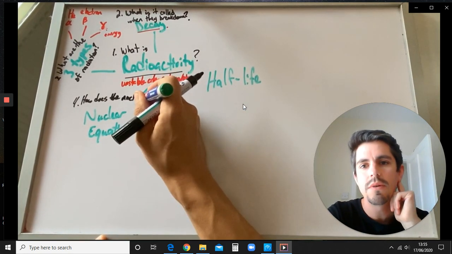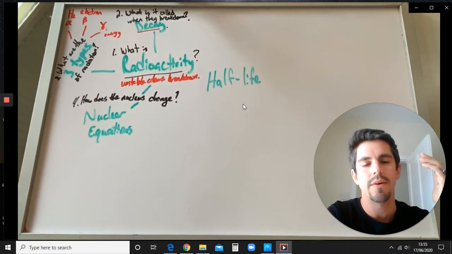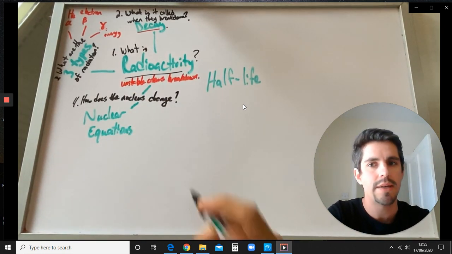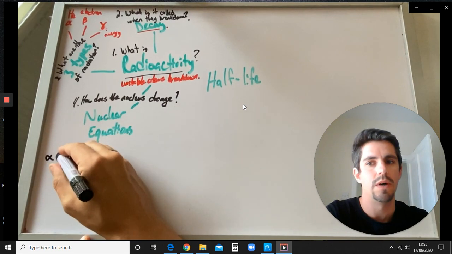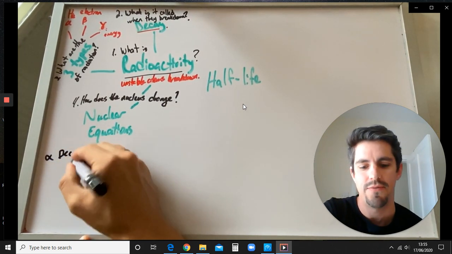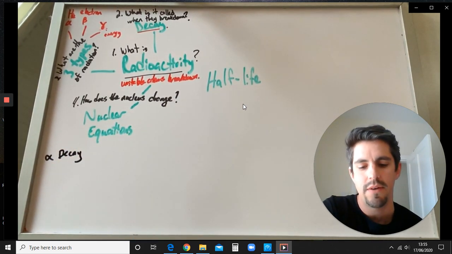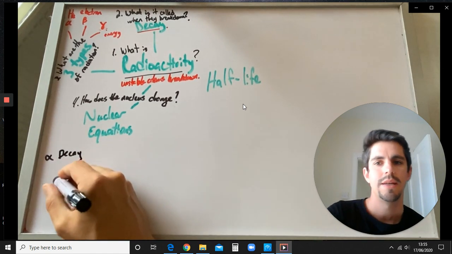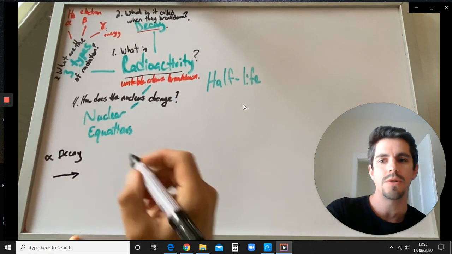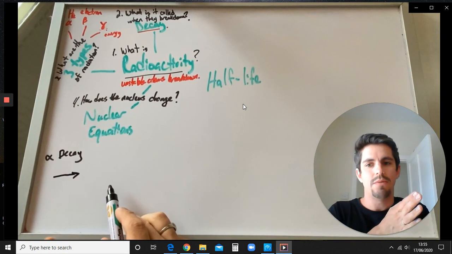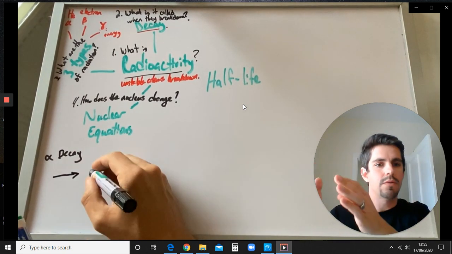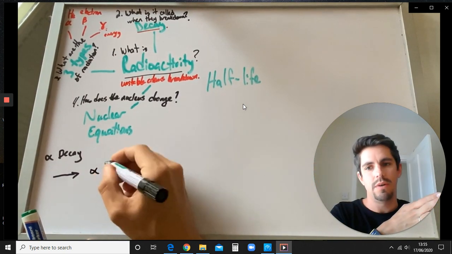So how does the nucleus change when it goes through each of these 3 types of breakdown? It changes in different ways for each one. So for alpha decay first, alpha decay is where it changes the most. Now, because this is an equation, just like in maths, it has to be equal left side and right side. So the arrow shows us what you had before and then what you have after.